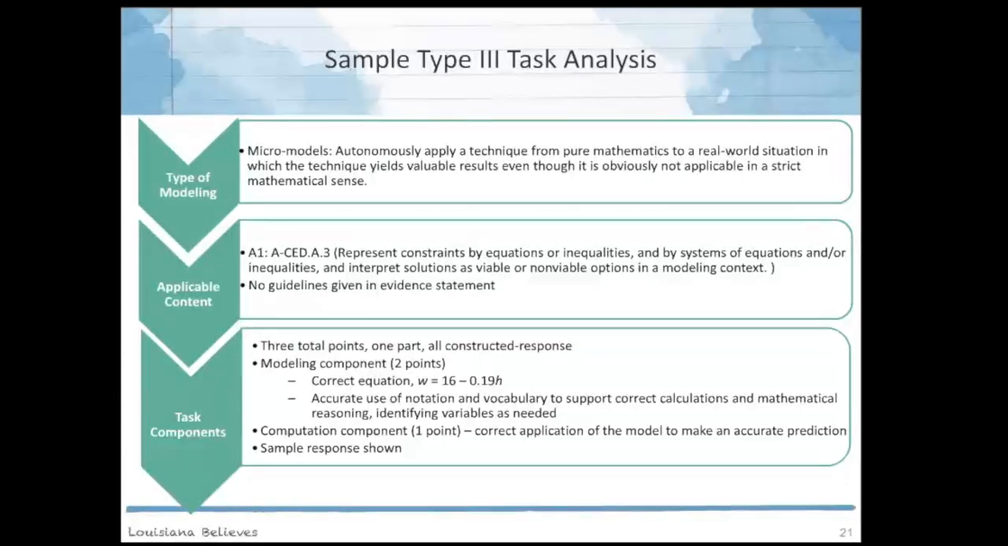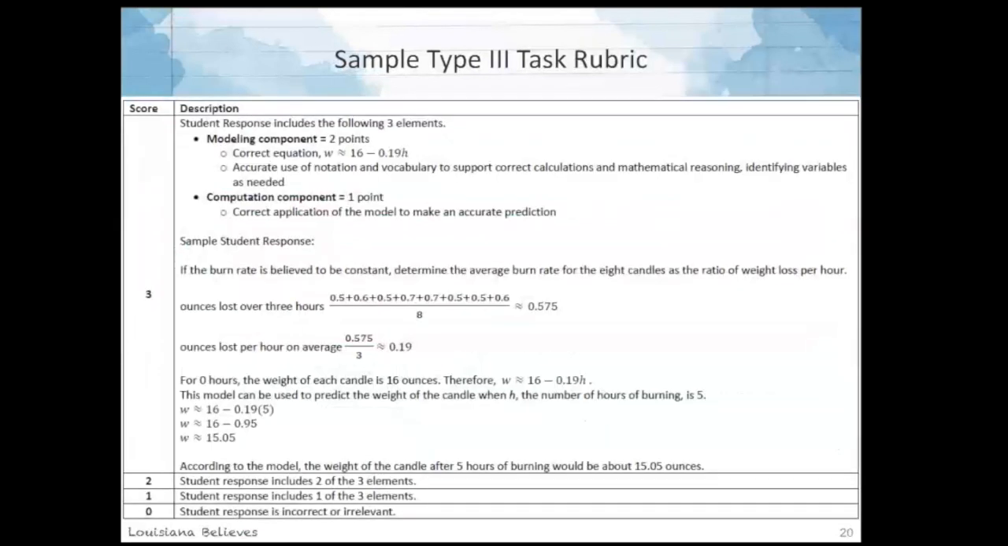Now this is an example of a micro models type of modeling evidence statement. And so let me move to the next slide because there's an explanation of that. When we look at micro models, we're asking students to autonomously apply a technique from pure mathematics to a real world situation. So in the case for this example, the information given is not a true linear association. So the rate is not necessarily exact.